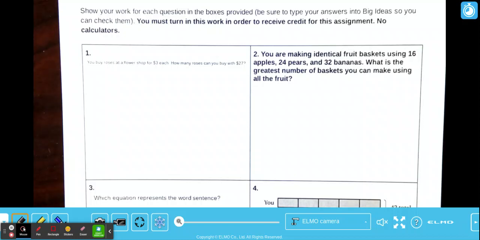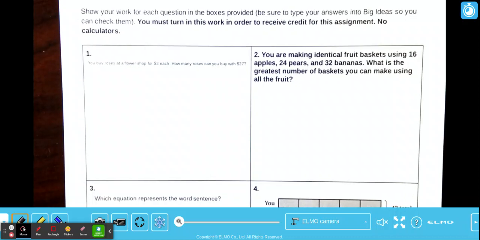All right, number 1 for chapter 6. It says you buy roses at a flower shop for $3 each. How many roses can you buy for $27? Eben: You would do 27 divided by 3. Yeah, you could do 27 divided by 3, and what would we get? You would get 9 roses.